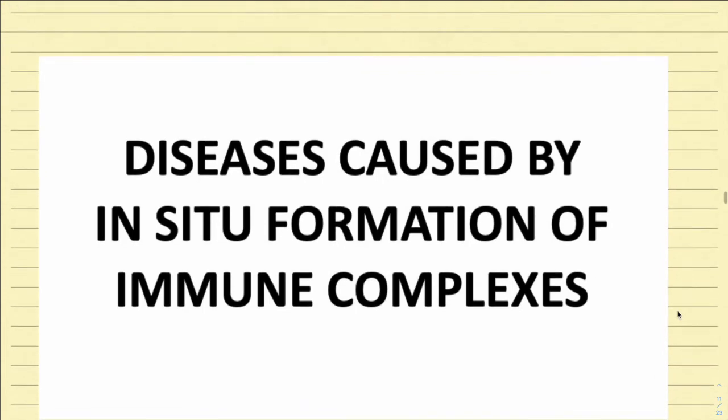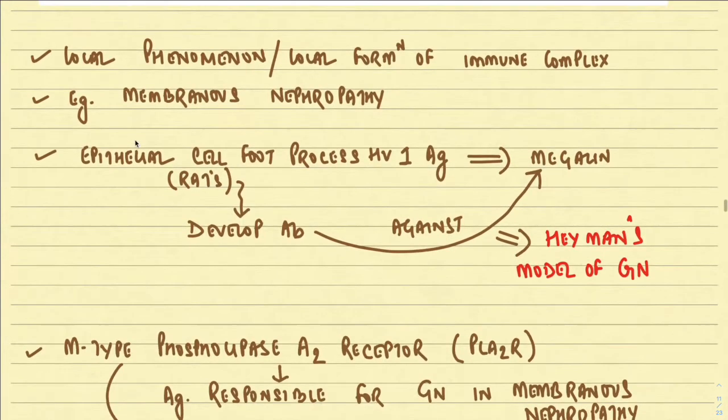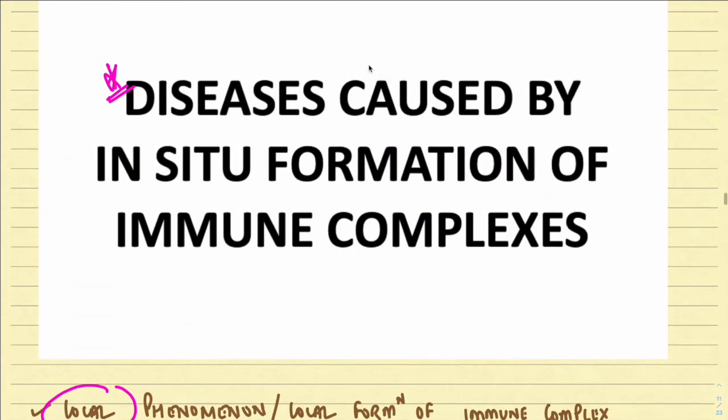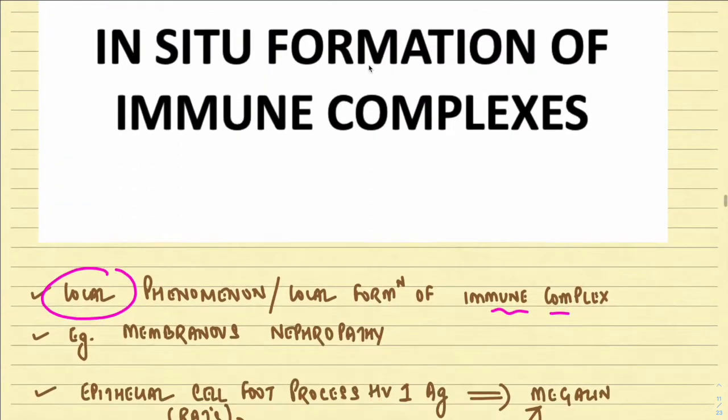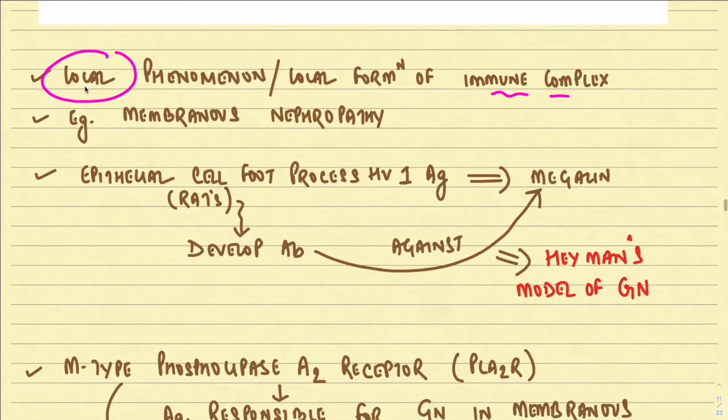Now the first thing that we are going to understand is the diseases caused by in situ formation of immune complex. So what are the diseases caused by in situ formation of immune complex? First of all, this is a local phenomenon characterized by a local formation of immune complex. The very best example of the disease caused by in situ formation of immune complex is membranous nephropathy.